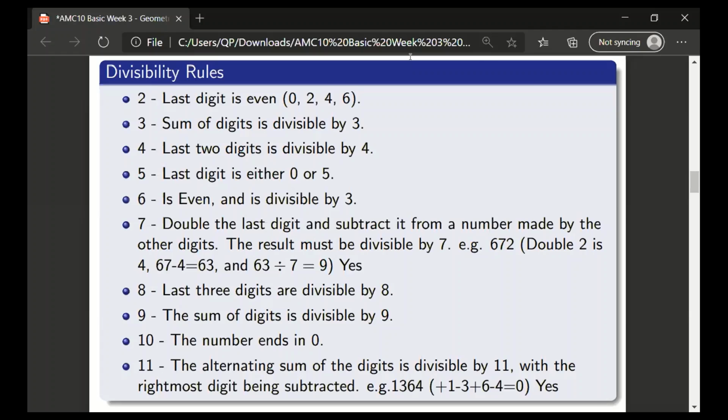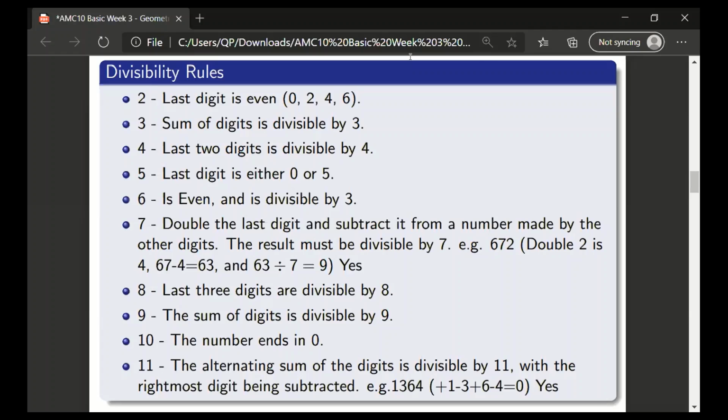And because 6 is just 2 times 3, you can apply the rules for 2 and 3 to prove if an integer is a multiple of 6. And now 7. You have to double the last digit and then subtract it from the number that you result in when you remove the last digit from the number. And if the result is divisible by 7, then the original number was divisible by 7.